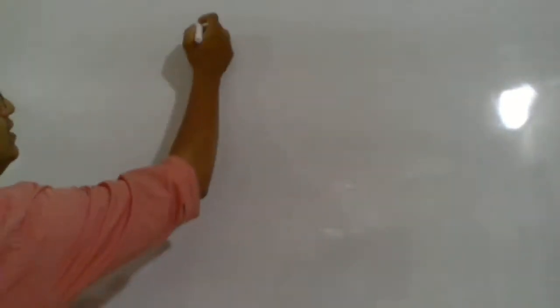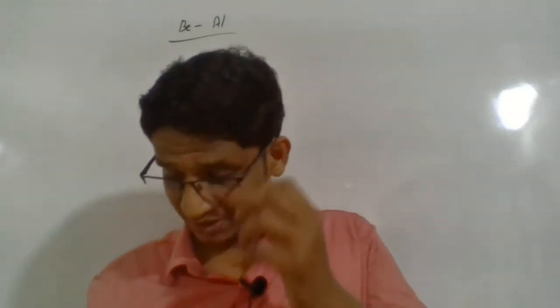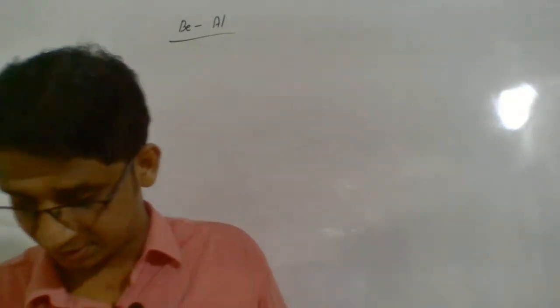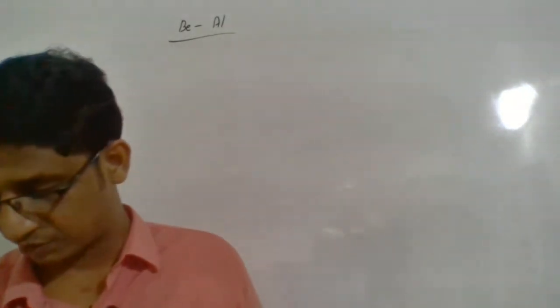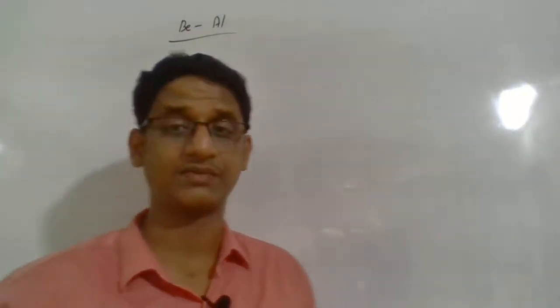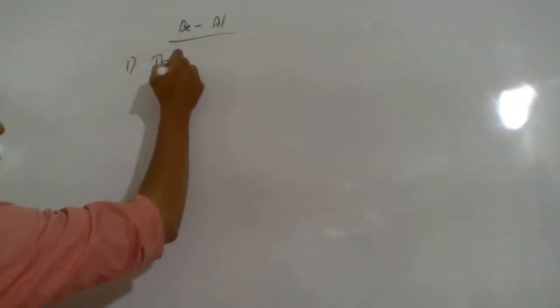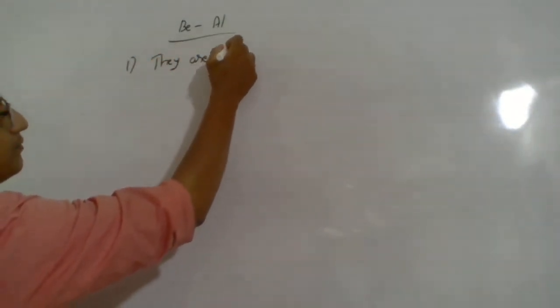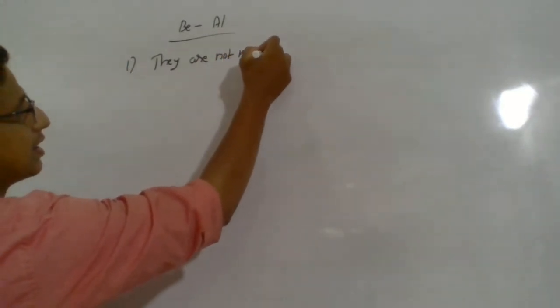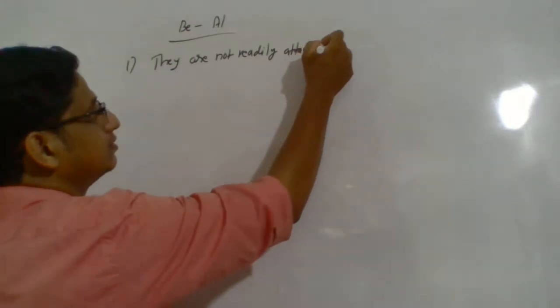So the next pair we also need to learn is the beryllium and aluminium diagonal relationship. What is the diagonal relationship between beryllium and aluminium? Let us point out one by one. Like aluminium, beryllium is not readily attacked by acids because of the presence of an oxide film on the surface of the metal. So the first point, they are not readily attacked by acids.